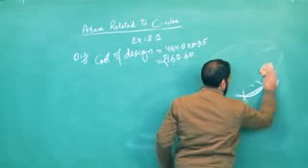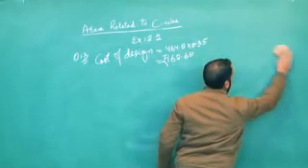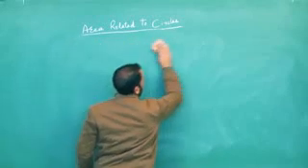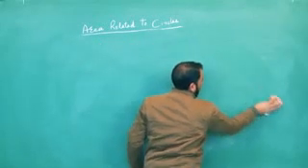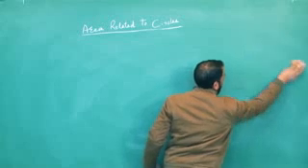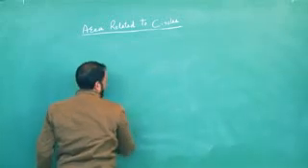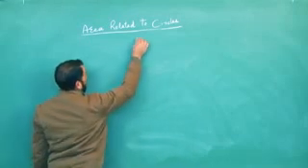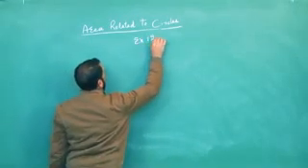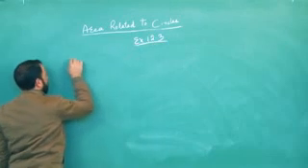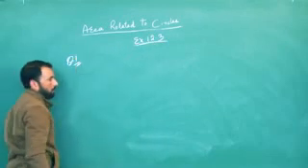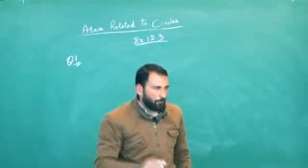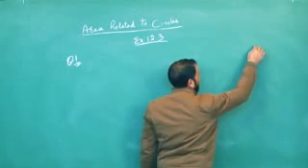It is the next exercise, Exercise 12.3, question number 1. These questions are based on combinations of figures. Question number 1 is, find the area of the shaded region given in the figure. Draw a figure.